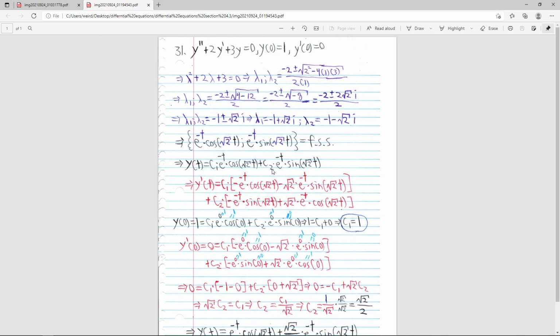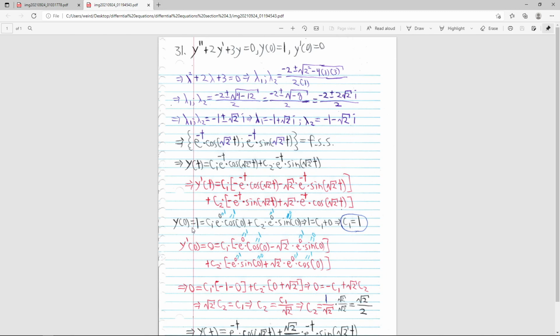Then we add c2 times the derivatives here. Again, -e^(-t) sin(√2 t), like before, just with sine instead of cosine. The derivative of sine of something is just positive cosine, so it's plus √2 e^(-t) cos(√2 t). And that's our derivative.